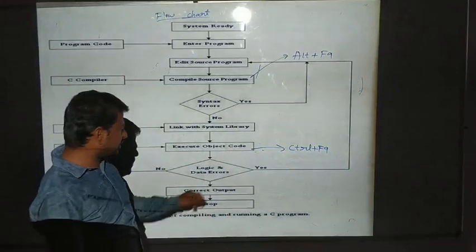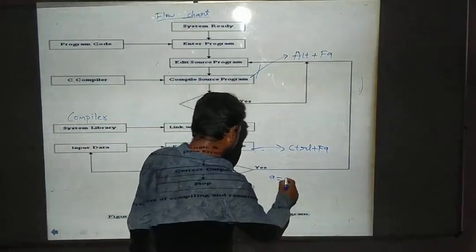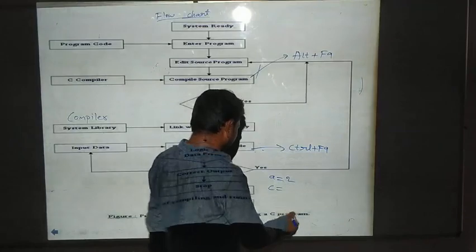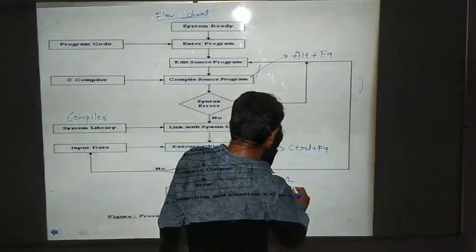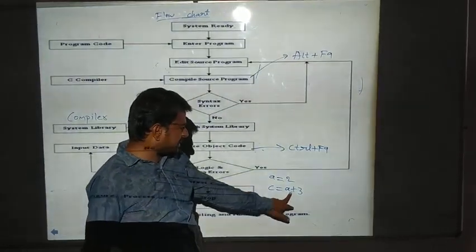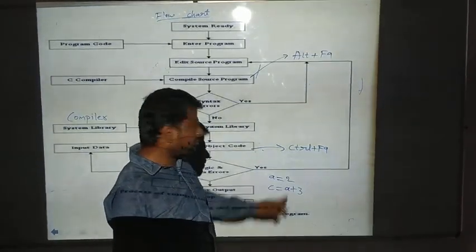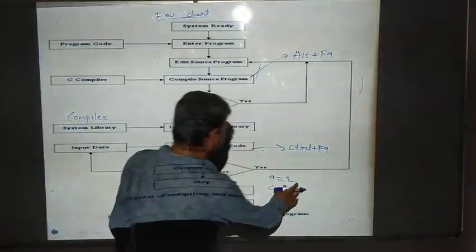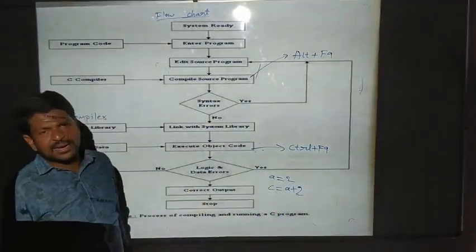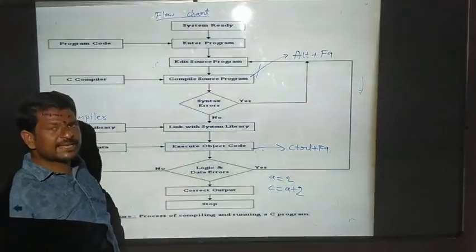What do logical and data errors mean? If I have given A is equal to 2, and I am giving C is equal to A plus 3, I will get 5 as output. But if I want to get 4 as output, instead of giving 2, I should give something else. This type of logical error will be corrected after we execute the program.